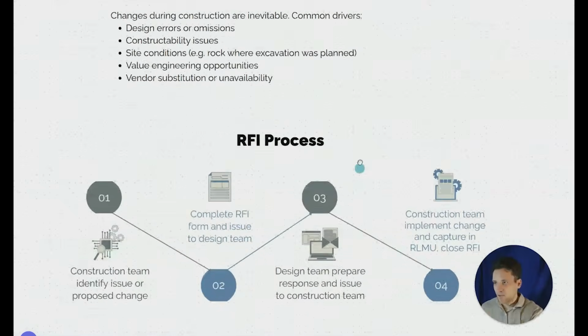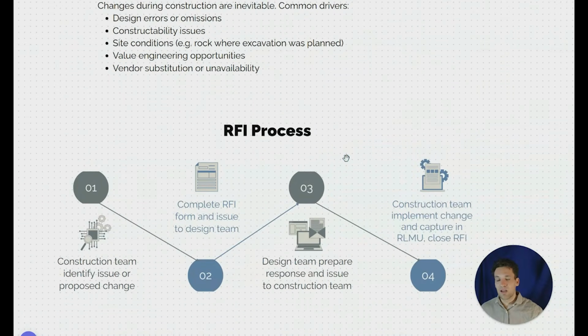Okay, so what's the RFI process? Well, the construction team will come across an issue or want to propose a change. They'll complete an RFI or request for information submission form which details the change they want to make, what requirement it refers back to, and potentially their proposed technical solution if they've already got one. The design team then prepares a response for this, so the design manager needs to coordinate sending it to the design team, reviewing it, and issuing a response to the construction team. The construction team, if the RFI is approved, will then implement this change and capture it in the red line markup drawing set to close the RFI.